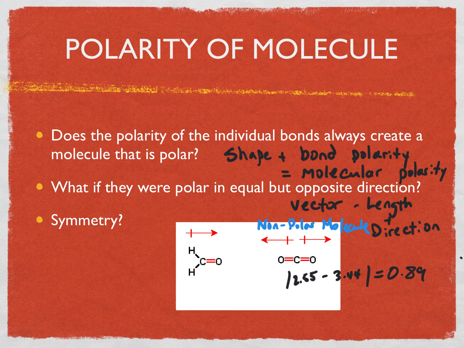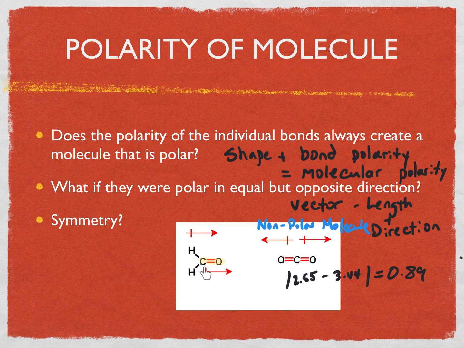There are two different types of bonds in this molecule. We have the CO bond, which is the same as the CO bond over here. So we've got a polarity of 0.89 for the CO bond. And if I draw in the vector of the CO bond, it points towards the right with the same size as the vectors that we use for the carbon dioxide molecule.